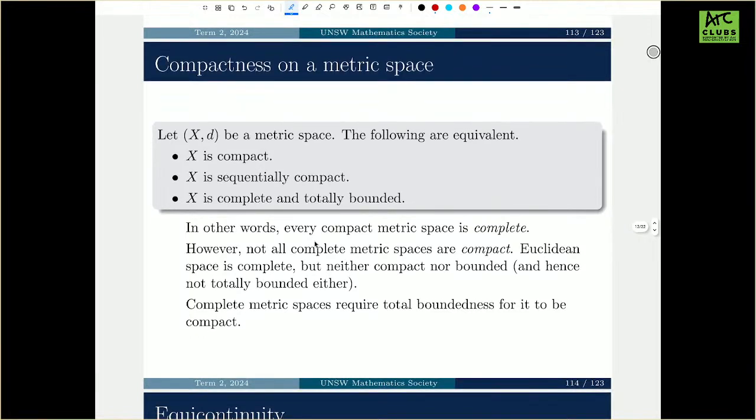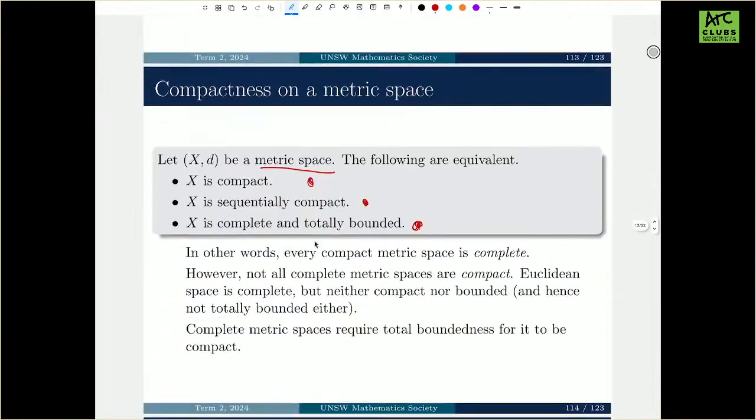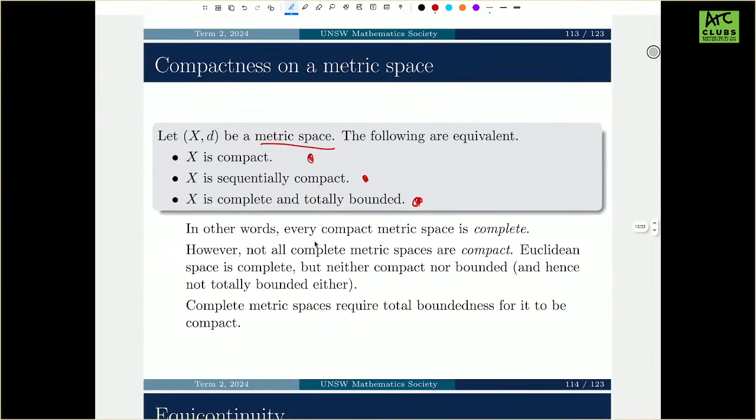Okay, so suppose we have a metric space X. The following things are equivalent. X is compact. X is sequentially compact. This is for a metric space. And X is complete and totally bounded. In other words, every compact space is complete.